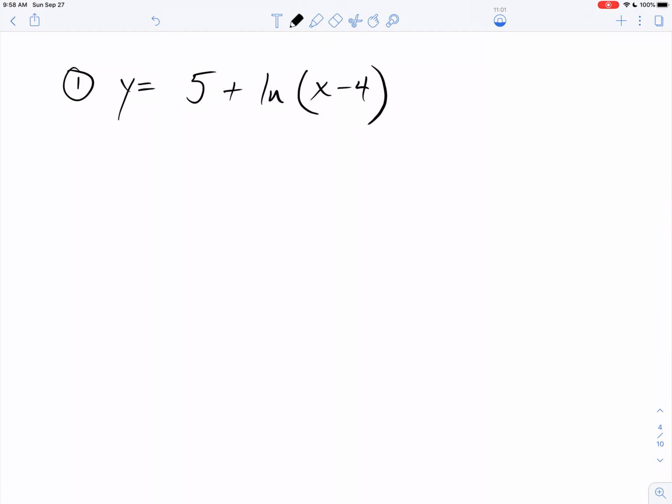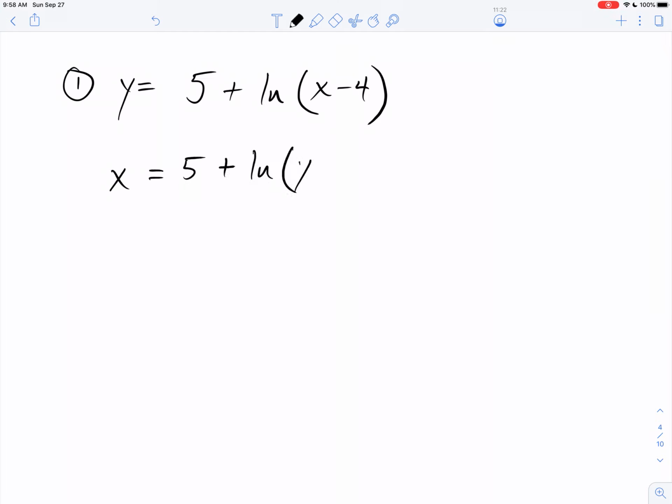Now, let's take a look at what we have. We have y equals 5 plus the natural log of quantity x minus 4. Can I find its inverse? And the answer is sure I can. I'm going to take the x and put it there.